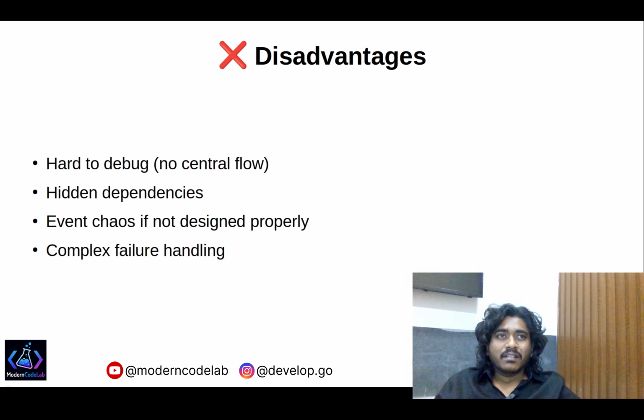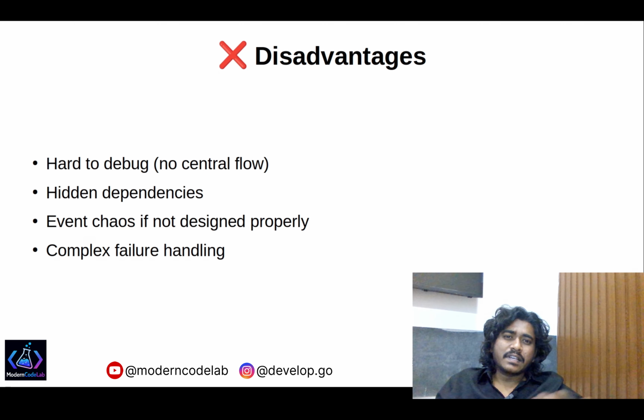Now, what are the disadvantages when using choreography? It is very hard to debug, right? When you're dealing with microservices, especially choreography, as the microservices are working asynchronously, it is very hard for us to debug. And there are hidden dependencies in every microservice. And also it becomes chaos if not designed properly. When it comes to event processing, if you're not designing those events, like at what event what functionality should be triggered, then the entire thing becomes chaos. So you need to define the events properly when it comes to microservices, right? And failure and error handling become very complex.